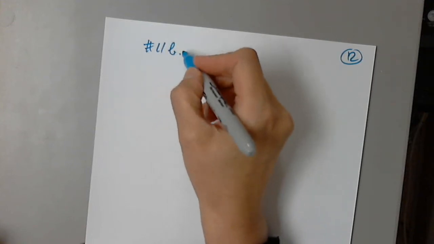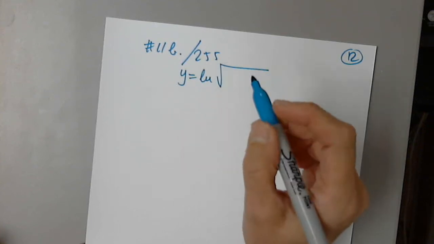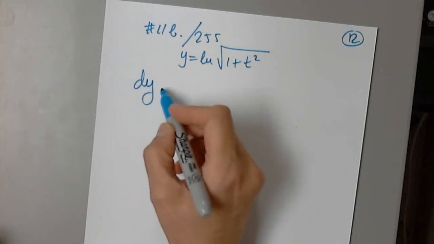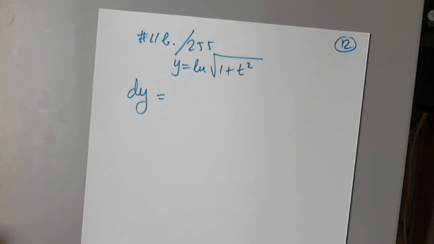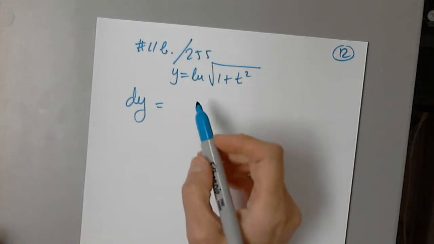So 11b on page 255, and we have y equals natural log of the square root of 1 plus t squared. Remember, we are asked to find dy, not y prime. You will see how important this is when we get to chapter 5. That's one of the most important uses of dy. So what would you say? What does this equal to?